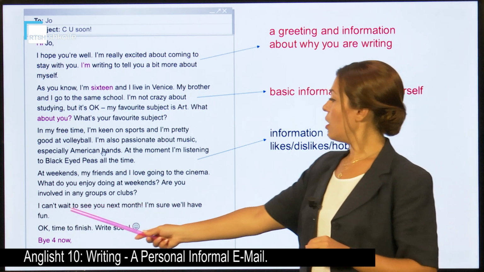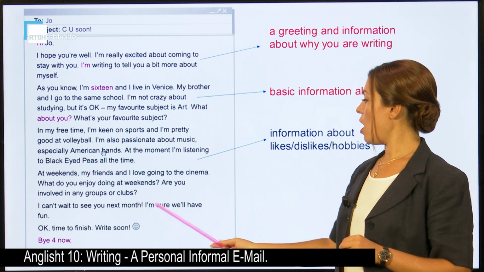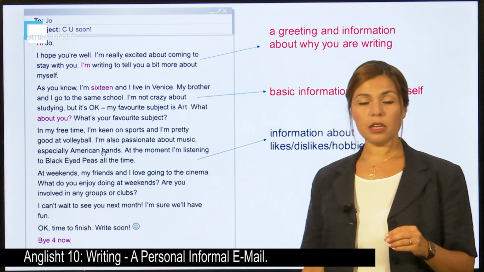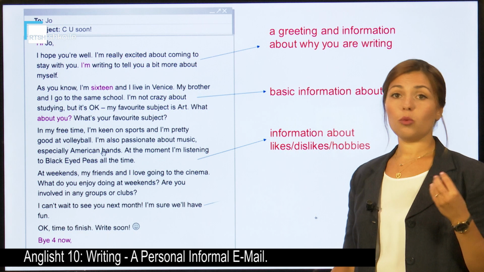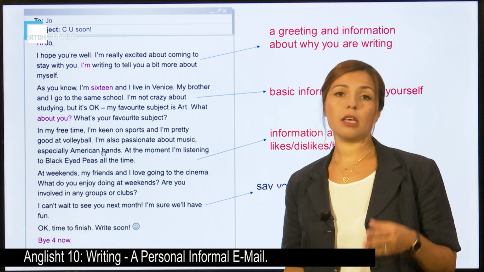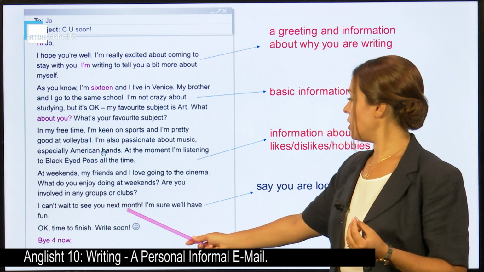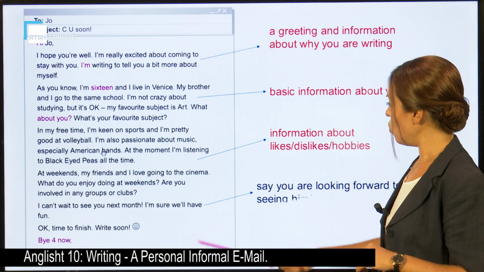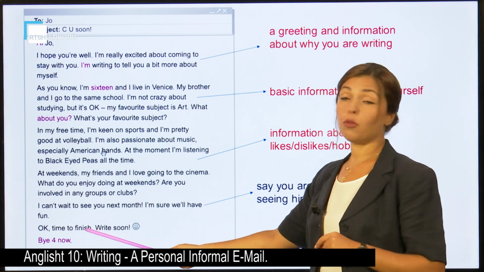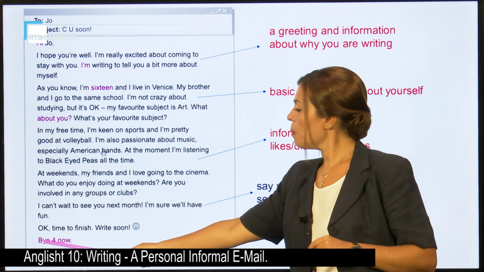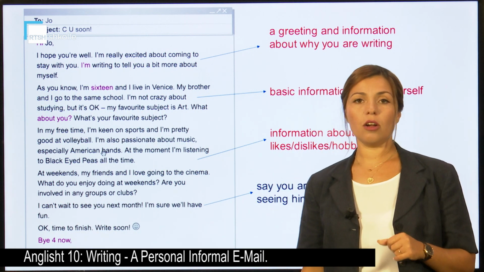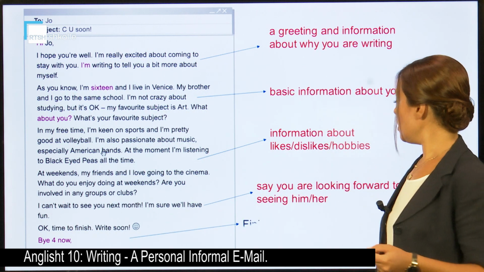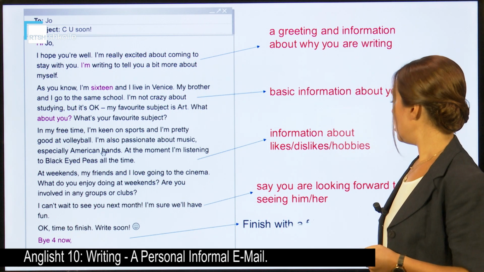And finally, I can't wait to see you next month. I'm sure we'll have fun. We have a classical ending here. We say that we're looking forward to seeing that person. So we are stating when we're going to see the person. And we end. Okay, time to finish. Write soon. Bye for now. And Carlo. So in the end, we say goodbye, and this is how we finish our writing.